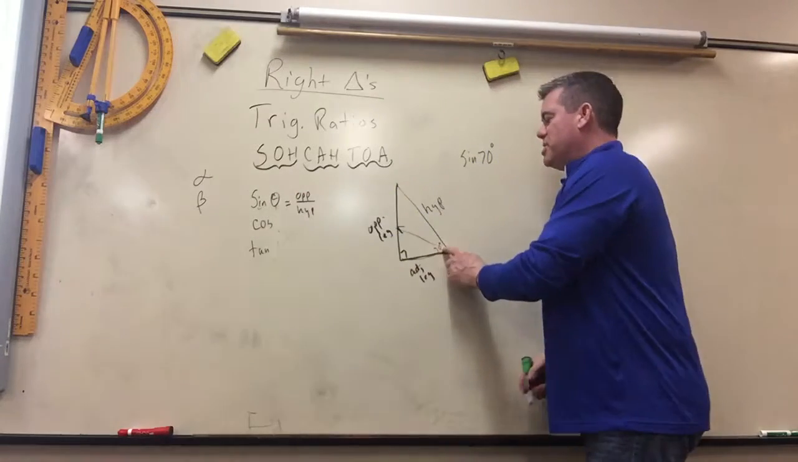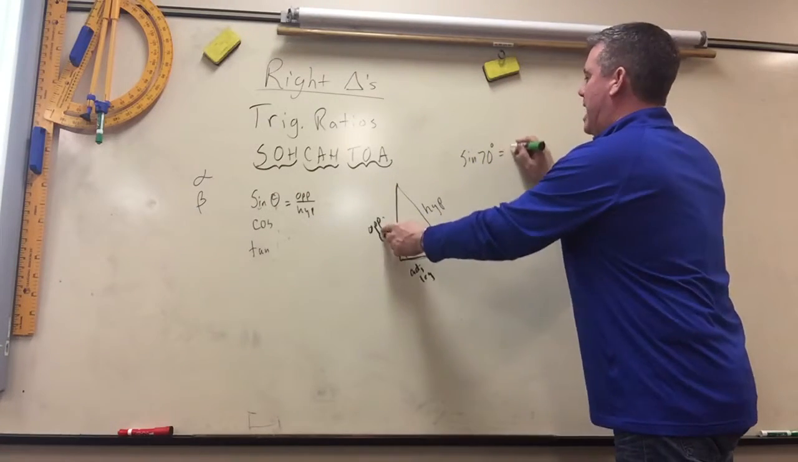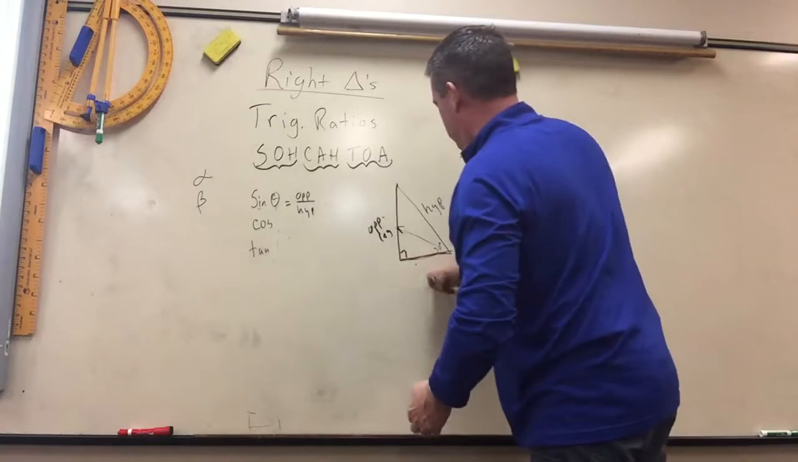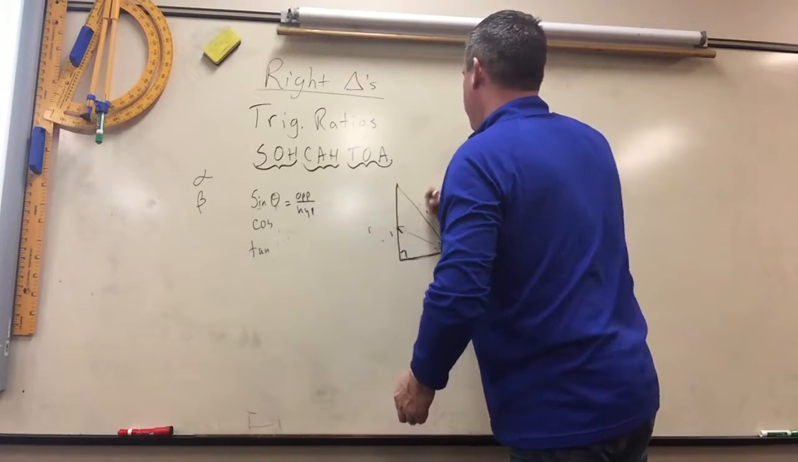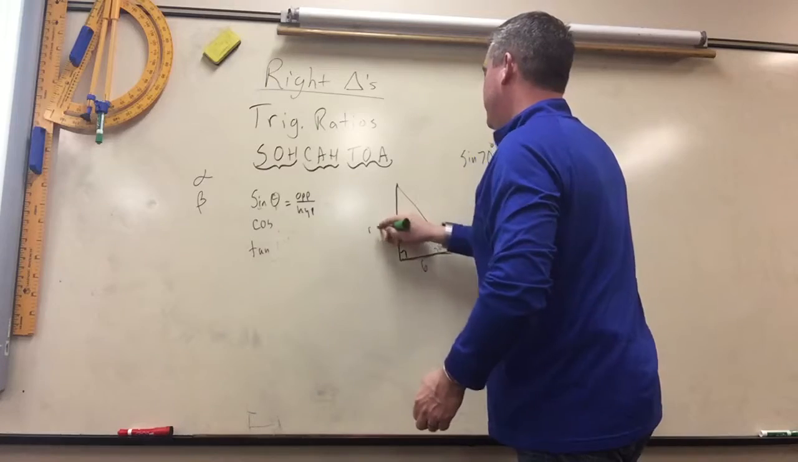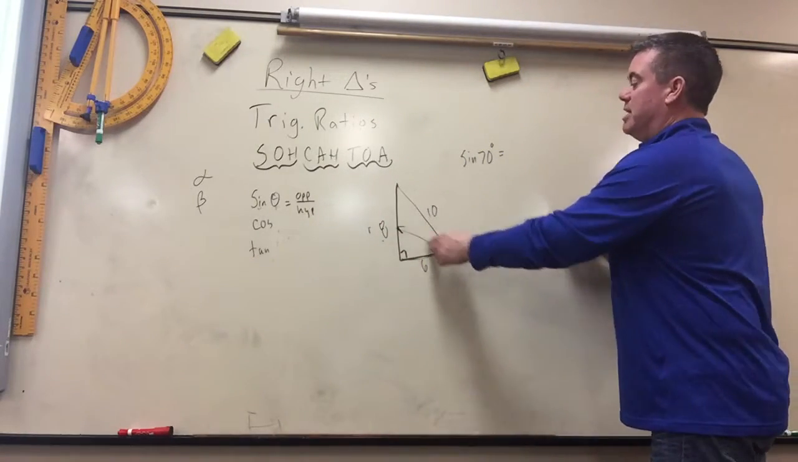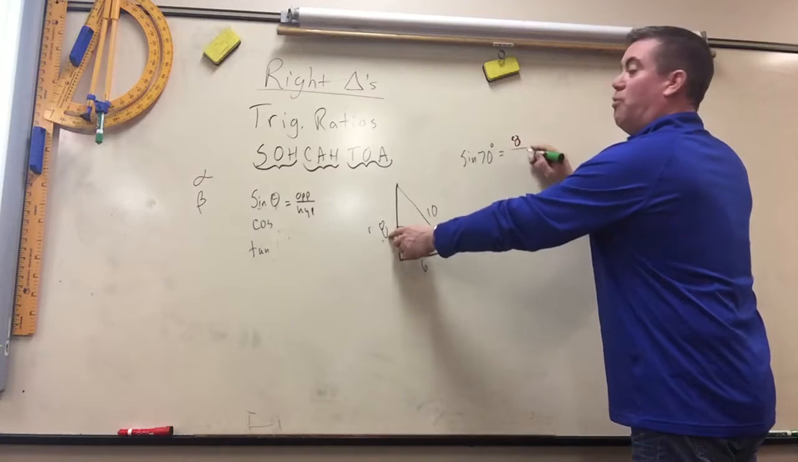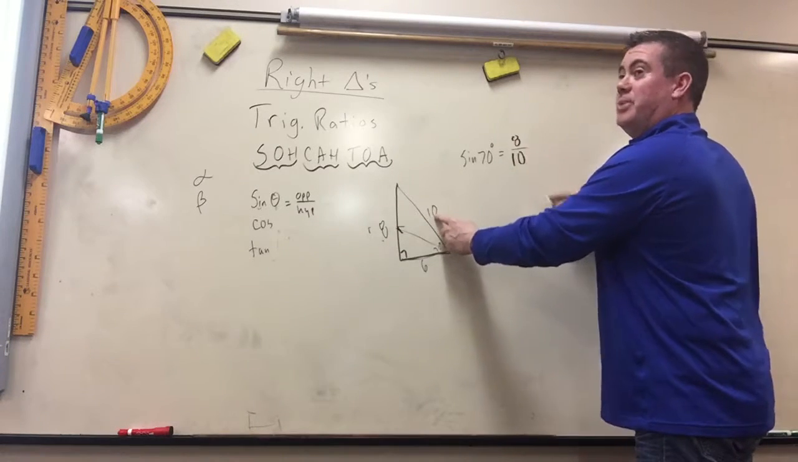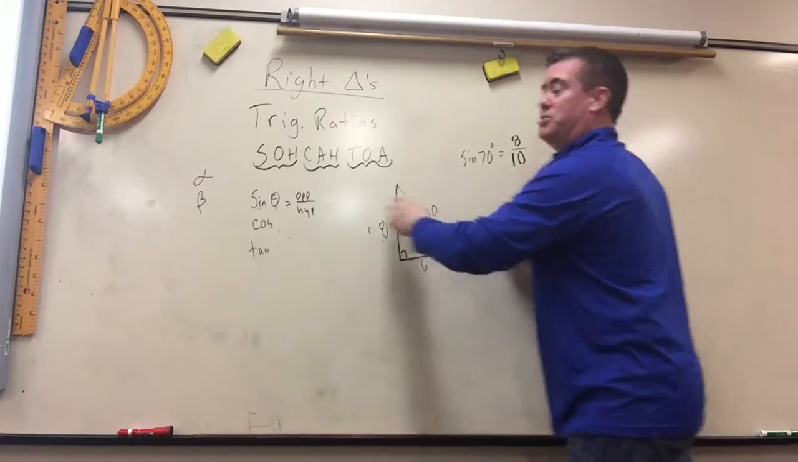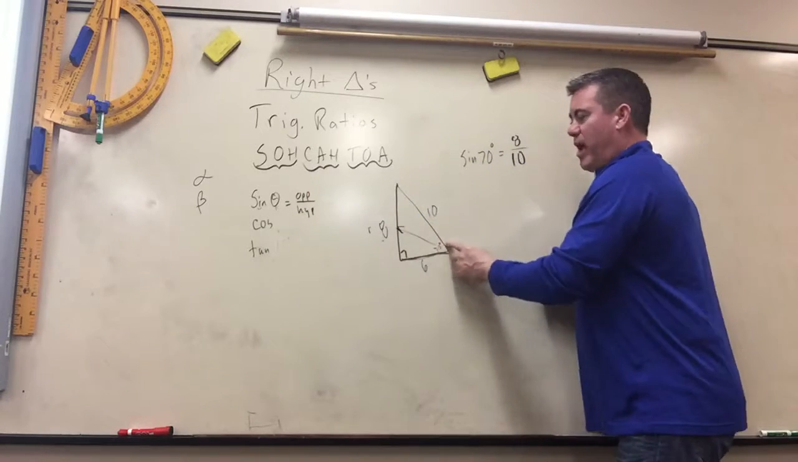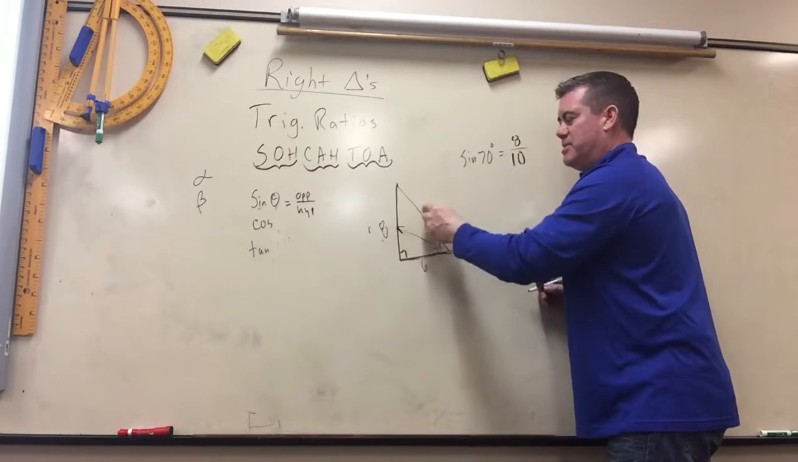So the sine of this angle, 70, equals the opposite leg. So we'll just say this is a 6, 8, 10 right triangle. So the sine of 70 equals 8 over 10. Opposite over hypotenuse. 8 is opposite of 70, 10 is the hypotenuse.